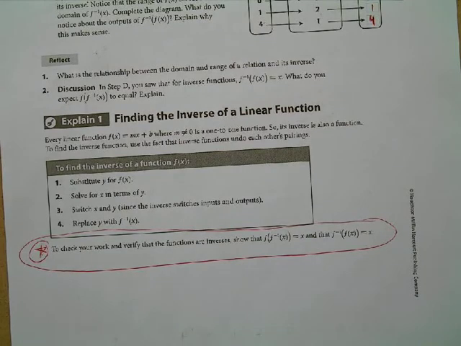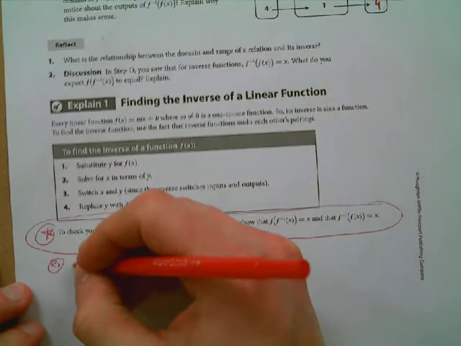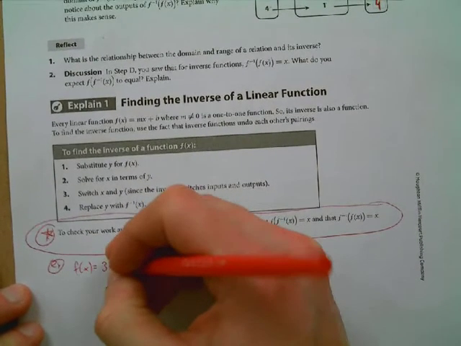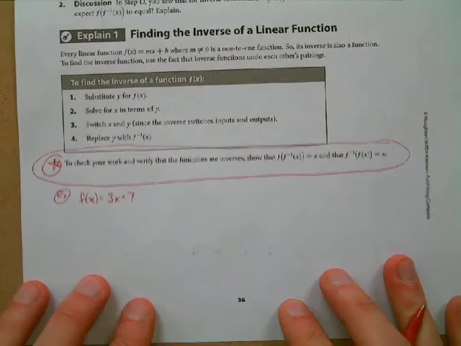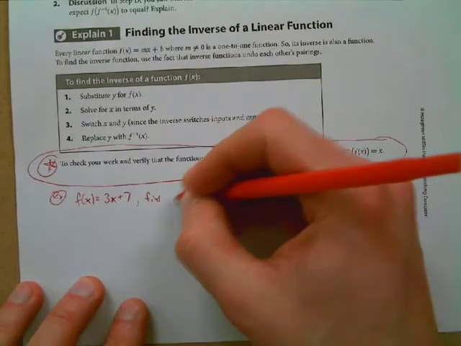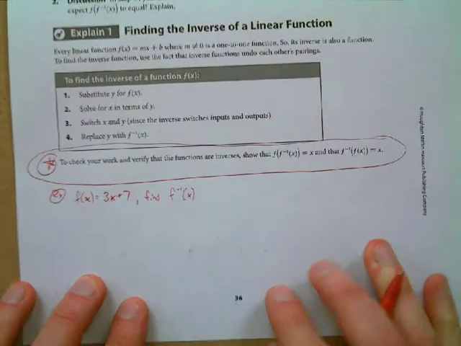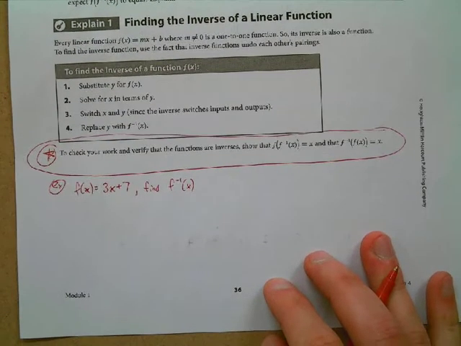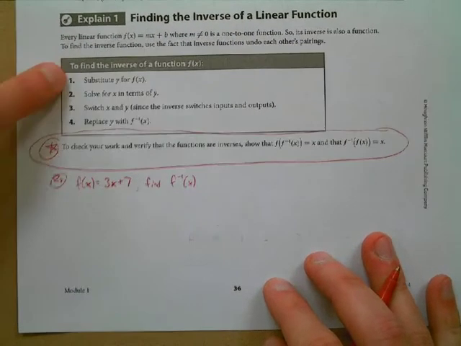We have some space right there, so let's use some space here to actually do this and see what an inverse actually looks like. Okay, so let's take a look at an actual inverse here. Let's do f of x equals 3x plus 7. We'll just stick with linear stuff here. And we want to find f inverse of x. Find the inverse.